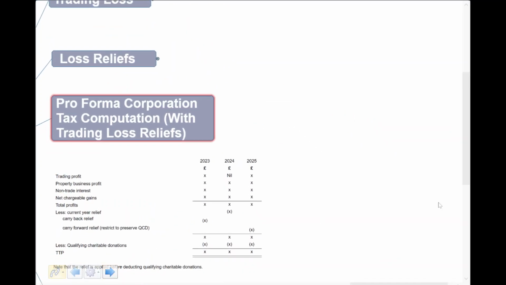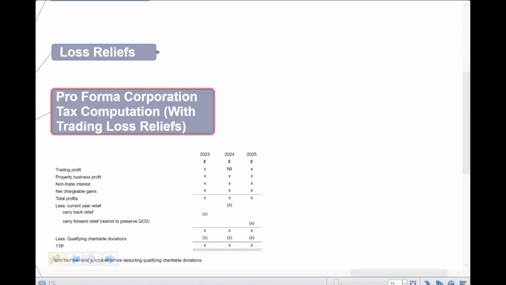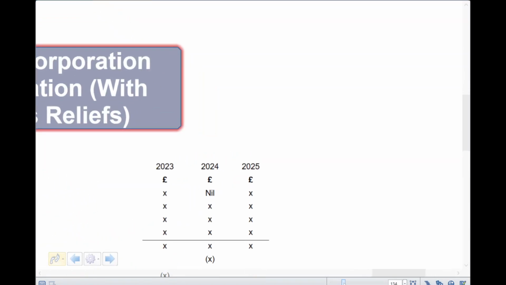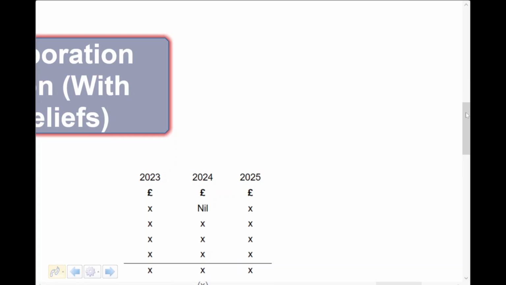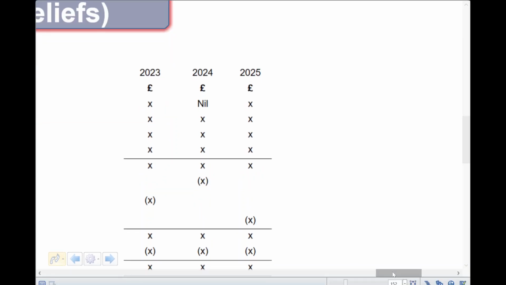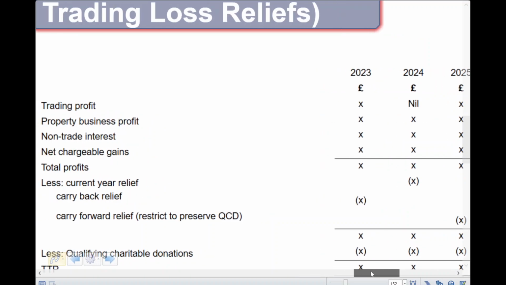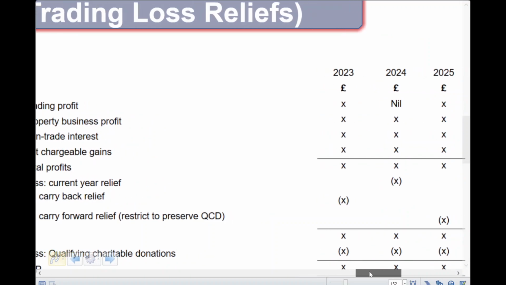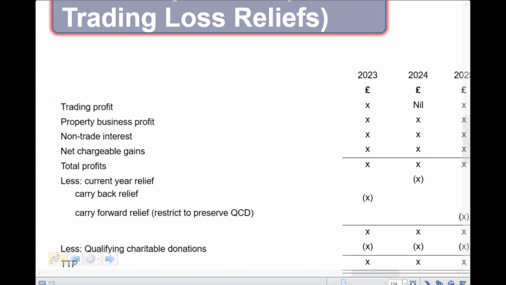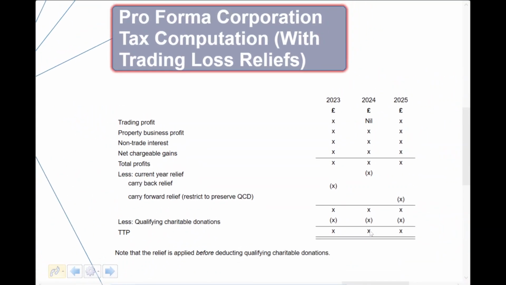Let's take a look at the pro forma. Now, let me make this a little bit bigger because that's a little bit small, not just for you, but for my eyesight as well. That happens when you get old. You get dodgy eyesight, okay? So this is a pro forma in effect, bringing together the points that I made above.